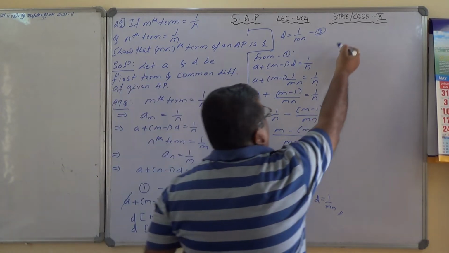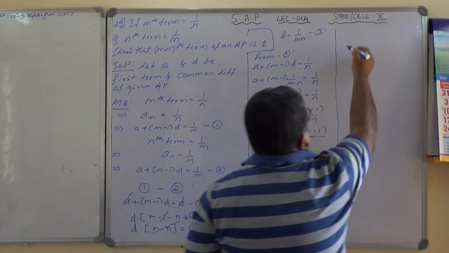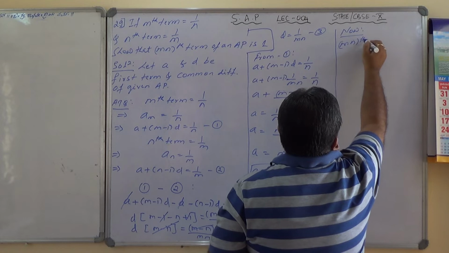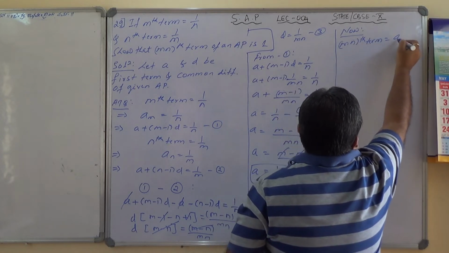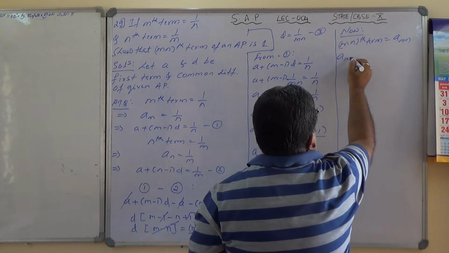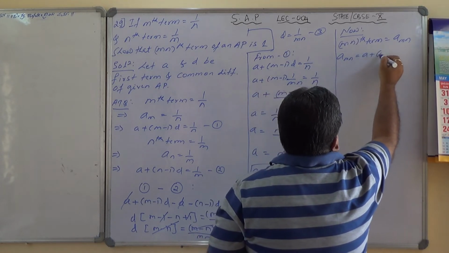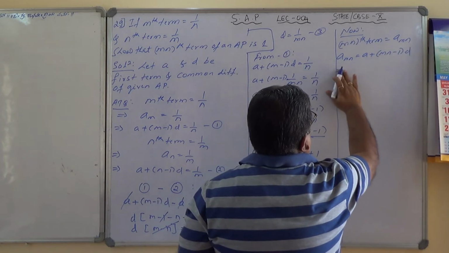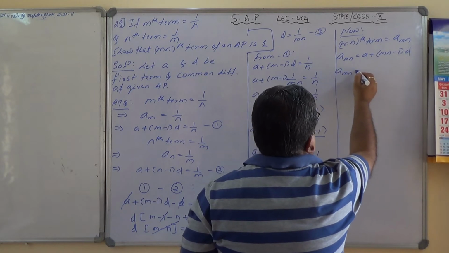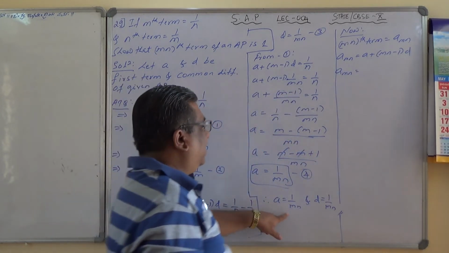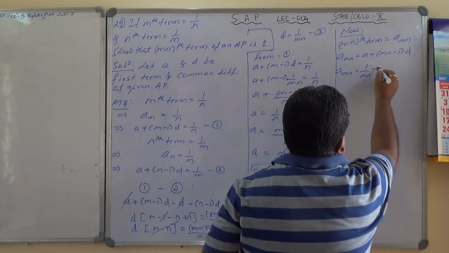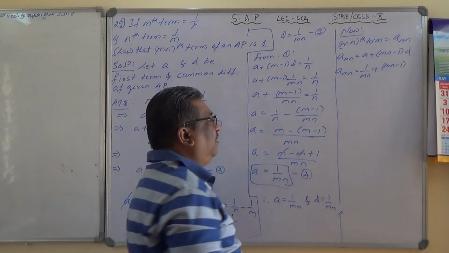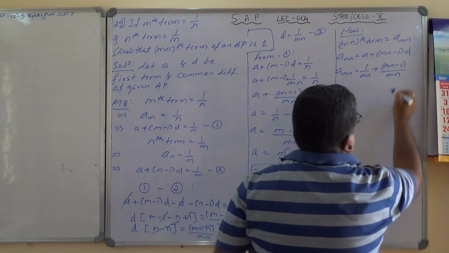Now you get the mnth term. The mnth term equals a mn. Therefore a mn equals a plus mn minus 1 times d. I go on writing like this, a mn equals, what is the value of a? 1 by mn, plus mn minus 1, d is also 1 by mn, so into 1 by mn is nothing but mn.